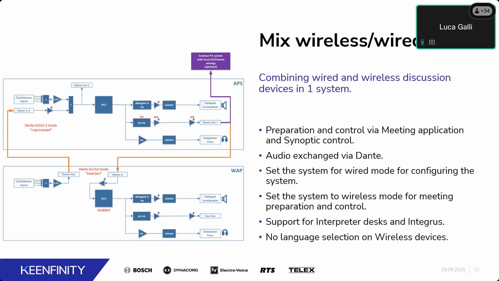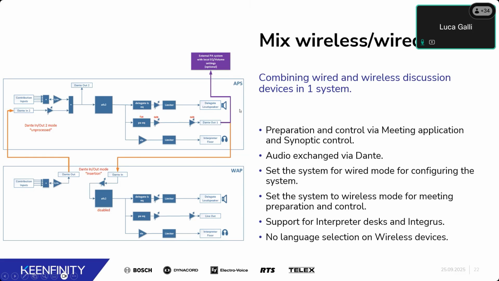Then, as mentioned, we have the mix between wireless and wired unit. In this case, the wireless access point is able to share the audio channel through the Dante facility, and of course data are shared via the data side, and all the audio, as mentioned, is exchanged via Dante.